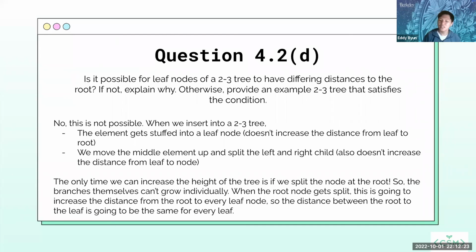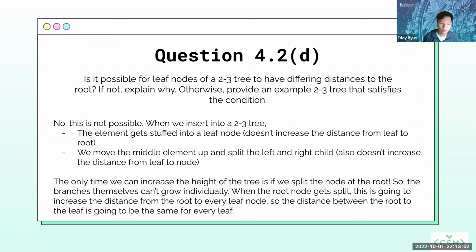And let's consider 2 cases when we insert into a 2-3 tree. So the first case is that the element gets stuffed into a leaf node, and we can imagine the leaf node previously only had one element in it, and that's not going to increase the distance from the leaf to the root. The second case is that we insert into a node and cause the node to have 3 elements in it. In that case, we're going to move the middle element up and split the left and right child. This also isn't going to increase the distance from the leaf to the node.